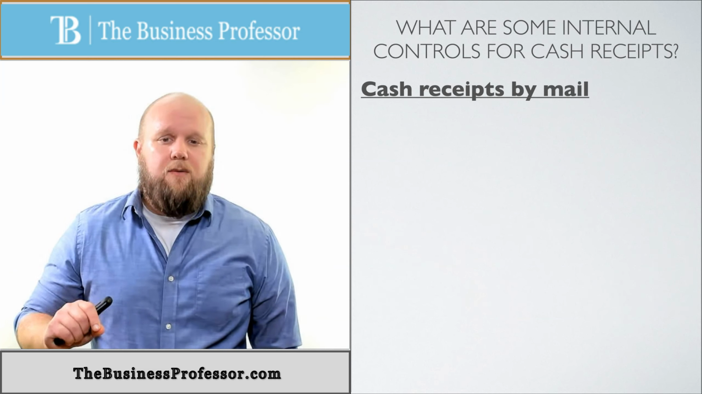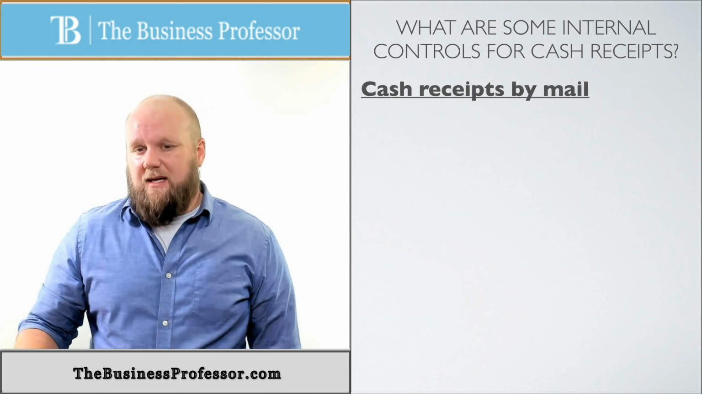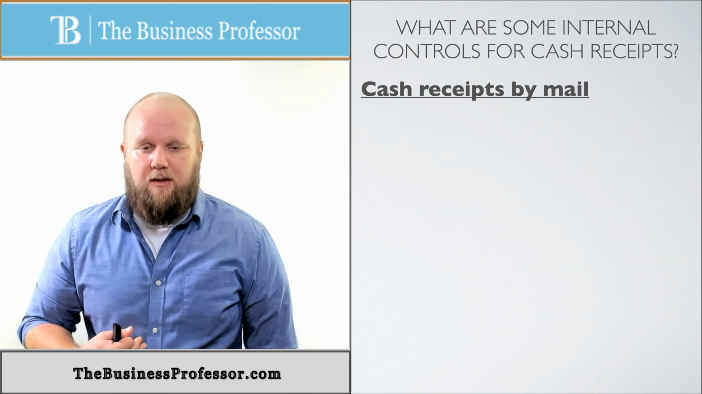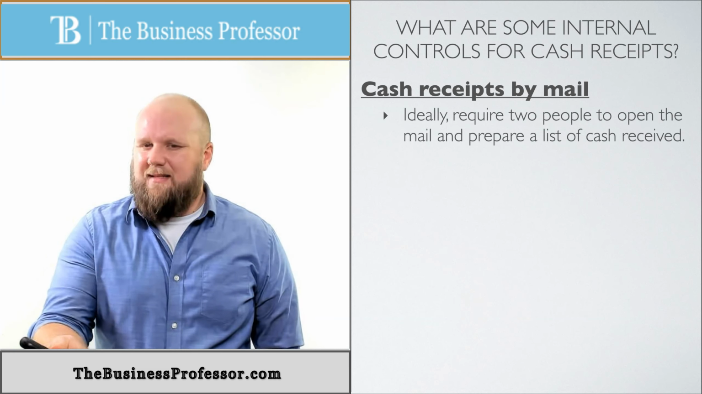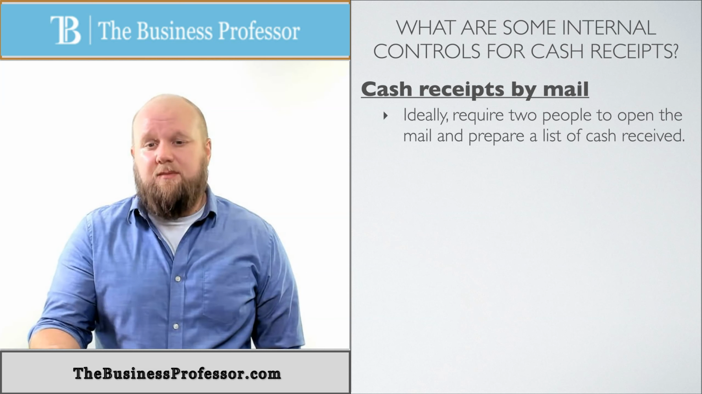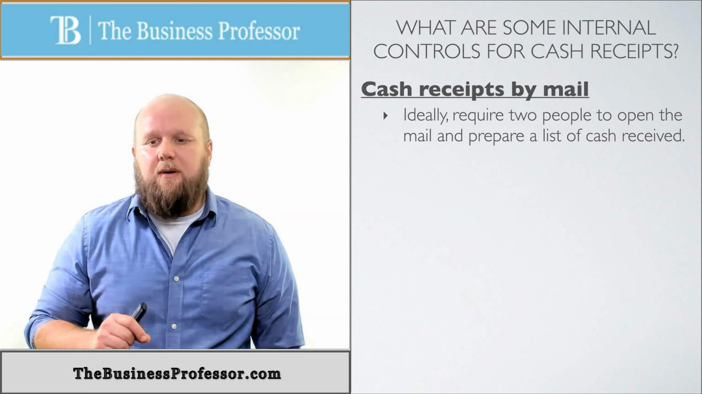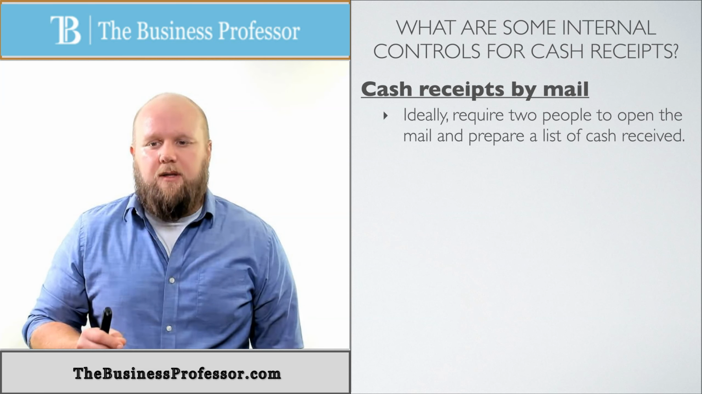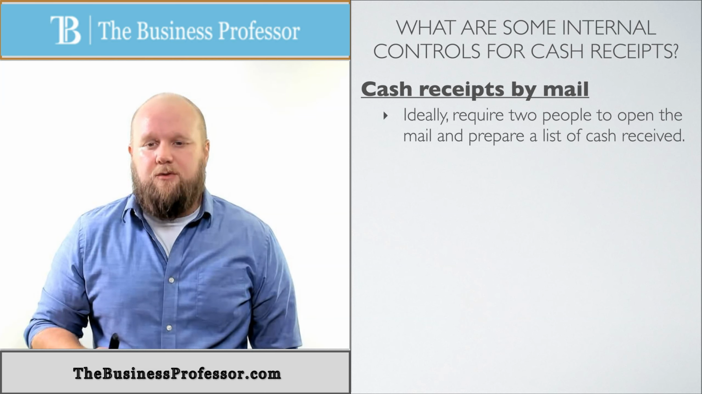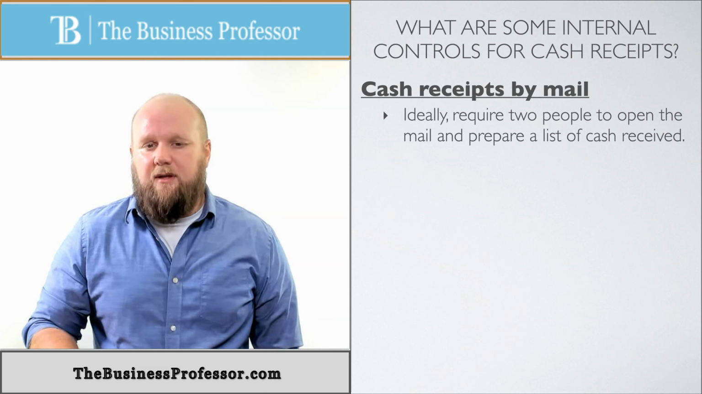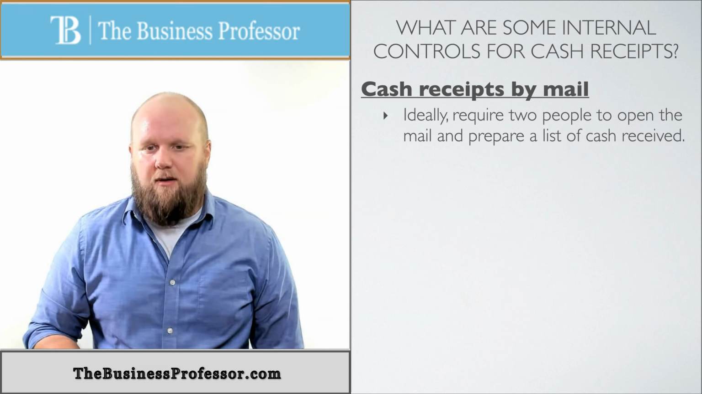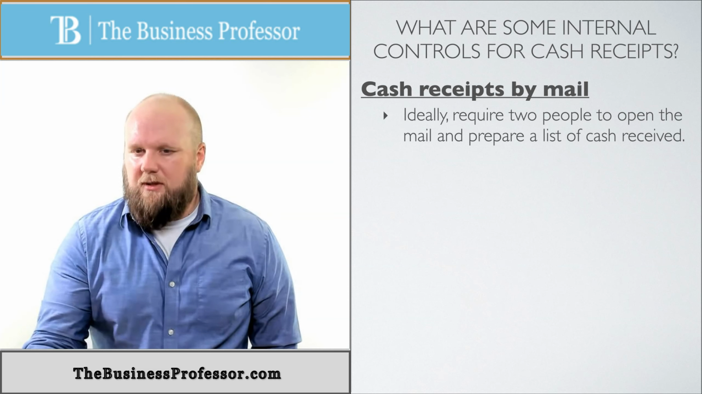All right, lastly, we're going to talk about cash receipts by mail. Sometimes cash is paid to us through the mail, and we need to come up with some internal controls to keep that amount safe. And when I say cash, I'm not literally talking currency, sometimes checks. Ideally, you want to require 2 people to open the mail and prepare the list of the cash received. So 2 people open it. Why 2? Because it's a lot harder for 2 people to collude on everything than for 1 person to keep the same story across the board. So it's just an extra layer.